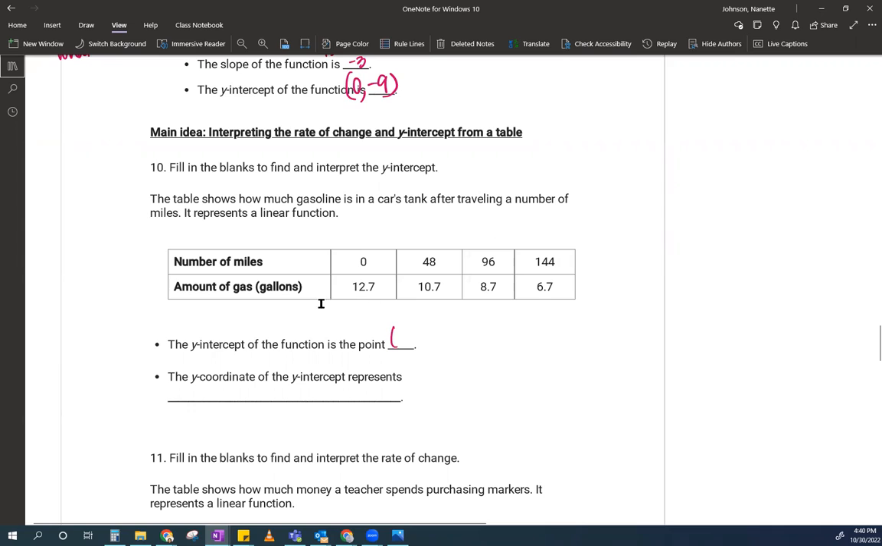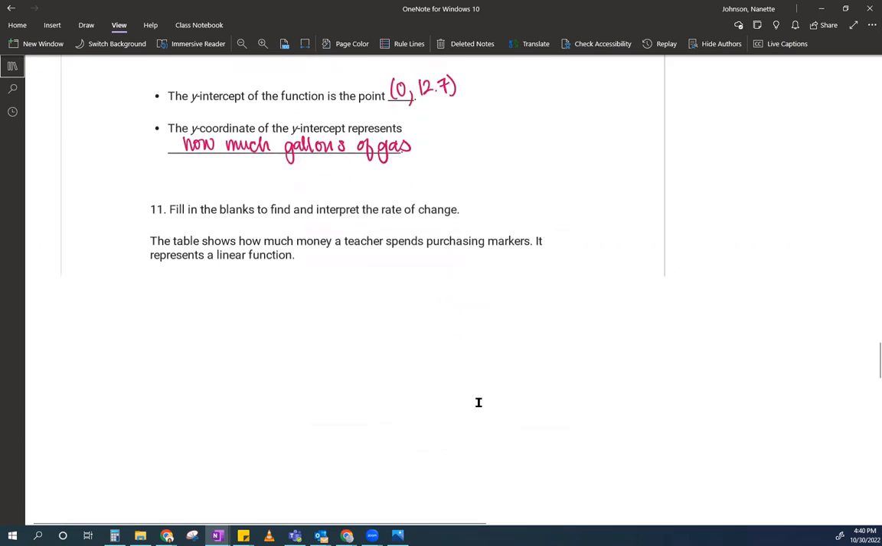So what does it actually mean? What does this number 12.7 mean? What do you think that means? Well, hopefully you said after driving 0 miles, that's how much gallons in my tank. So it's how many gallons of gas are in my tank after 0 miles of driving. Okay. So I'll let that catch up.